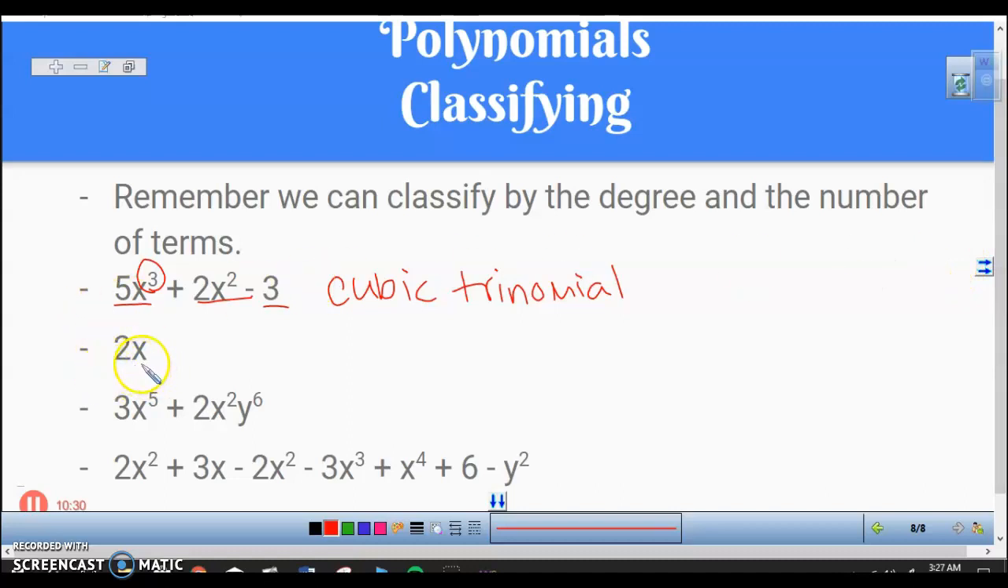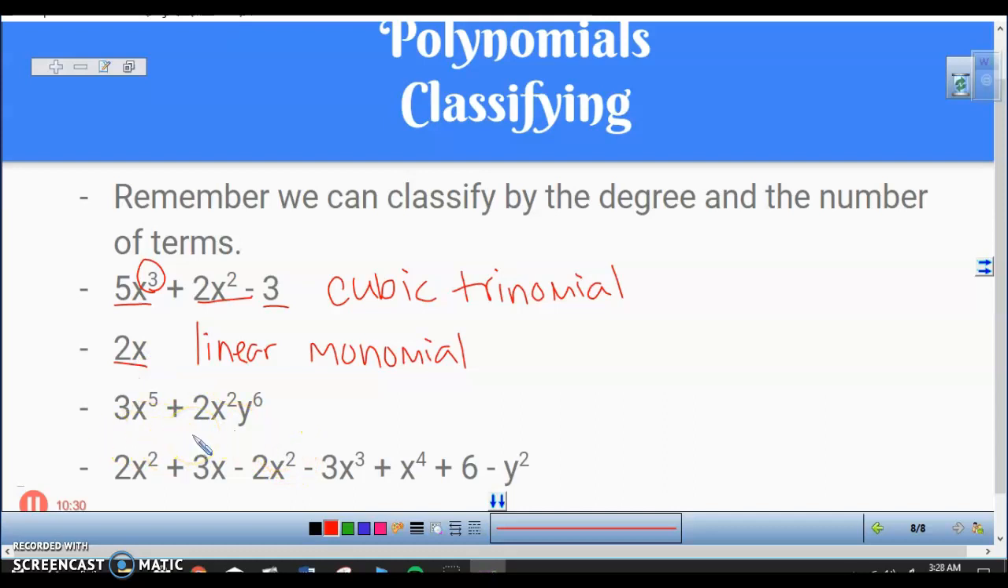2x, this only has 1 term, so this is called a monomial. My degree is 1, so we can call this a linear monomial, meaning it has a degree of 1 and it has 1 term.